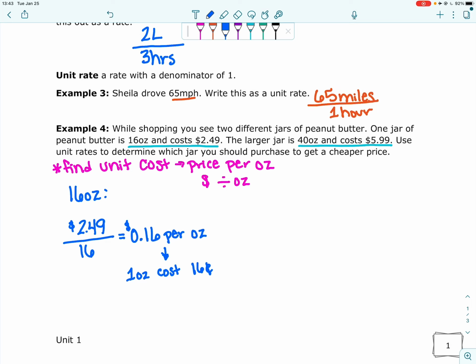Let's compare that to the 40 ounce. So the 40 ounce is $5.99, but we're getting 40 ounces. So $5.99 divided by 40, and that rounds to about 15 cents per ounce.